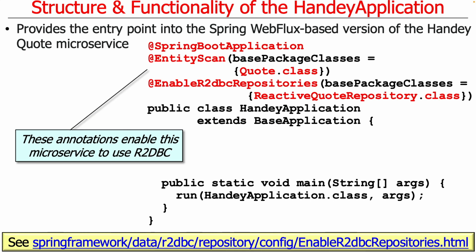And you can see here we put a bunch of annotations on this class. Now, some of them are going to be very familiar. The Spring Boot application looks normal. The entity scan, however, is going to tell it to go look for the quote class, which is lurking up in the higher level parts of the common module. And then the third annotation here is really very important. It's the one that is going to enable the use of the R2DBC persistence framework, and we're going to tell it where to go find the code for that. So these annotations enable this microservice implementation to use R2DBC.